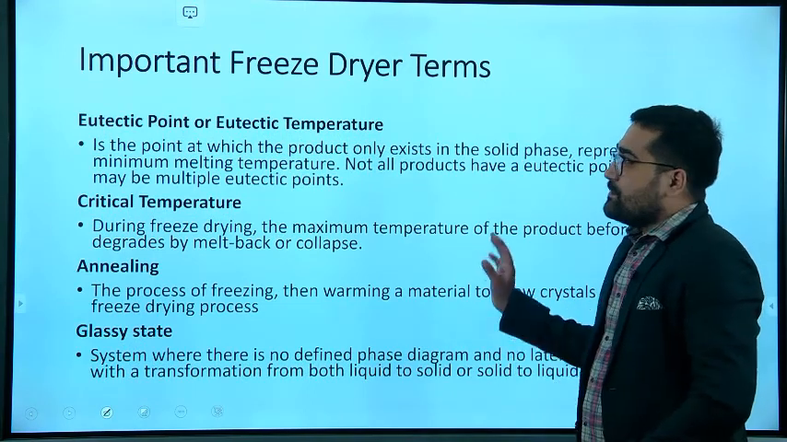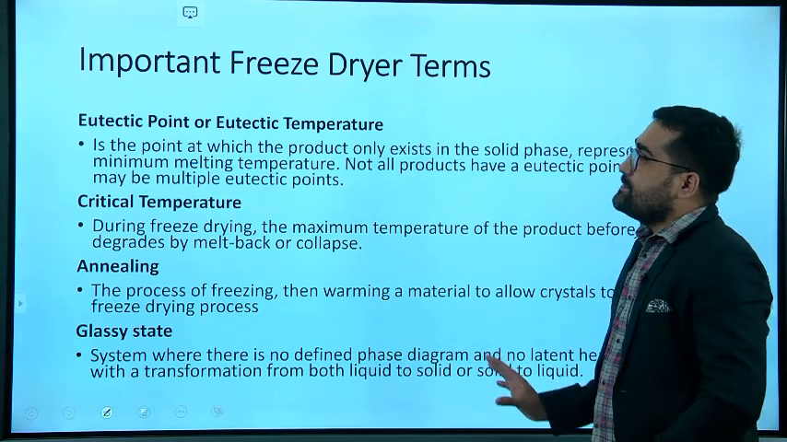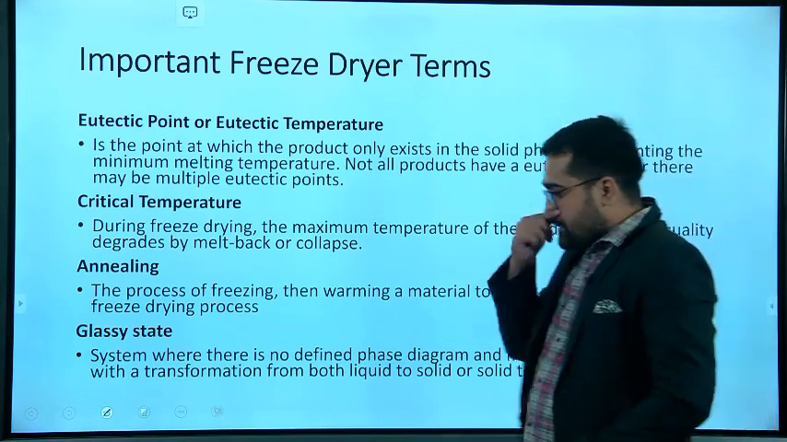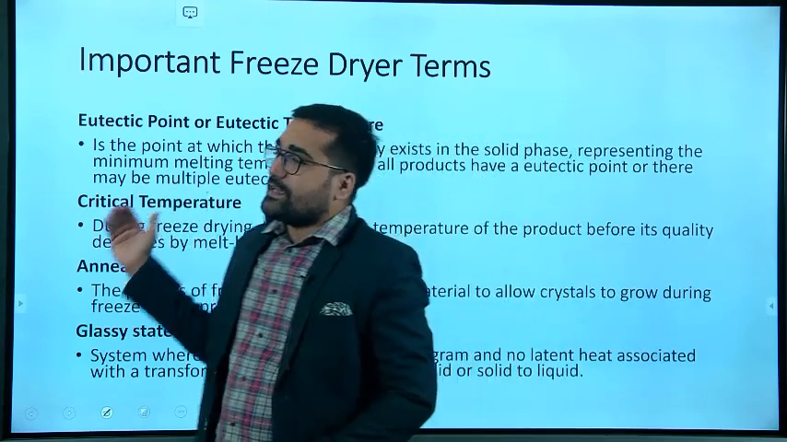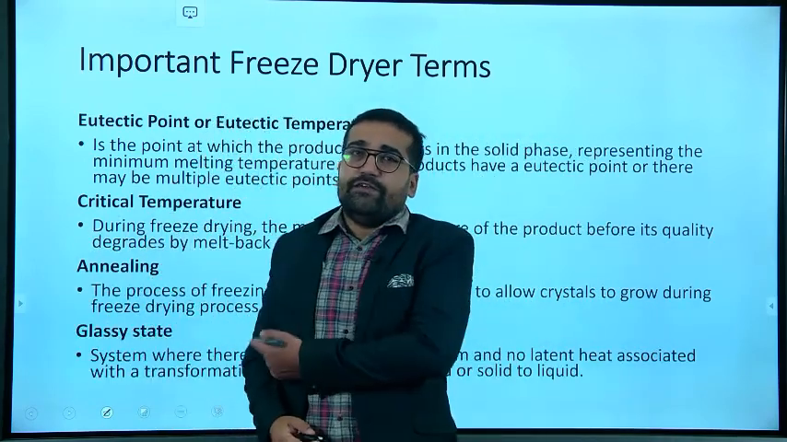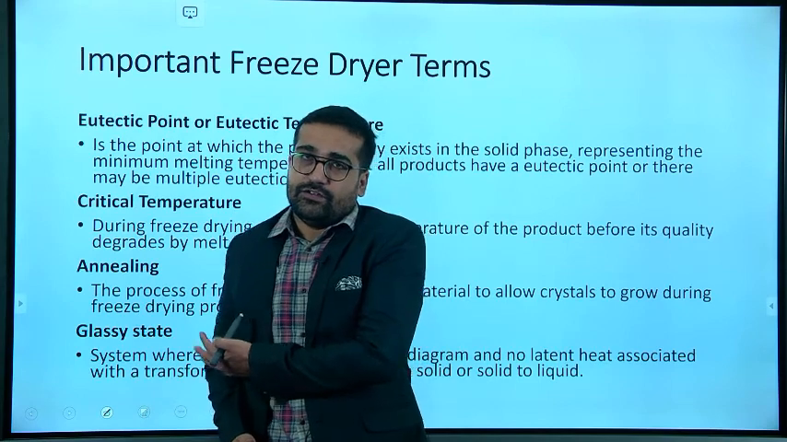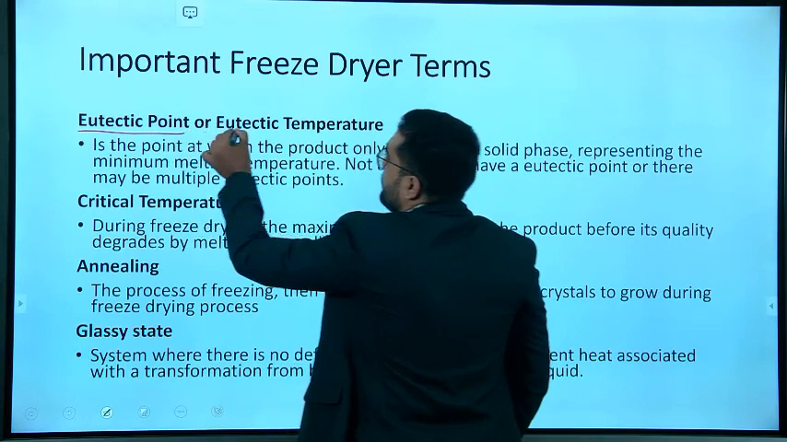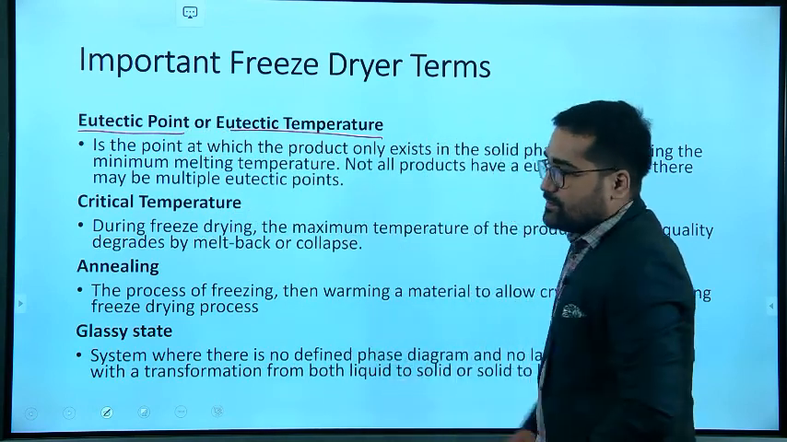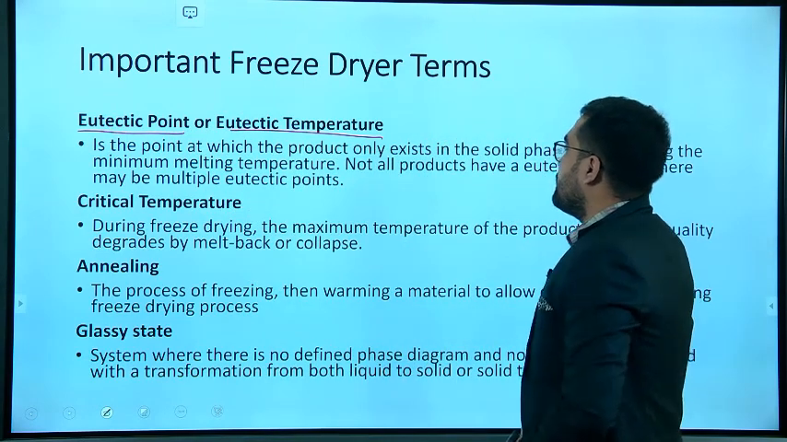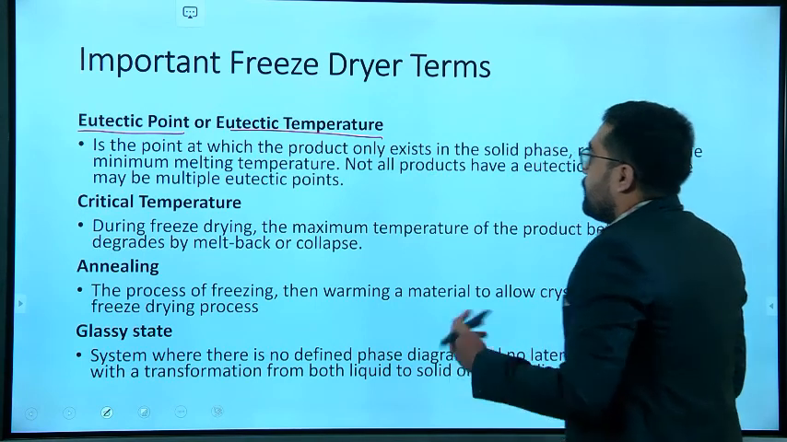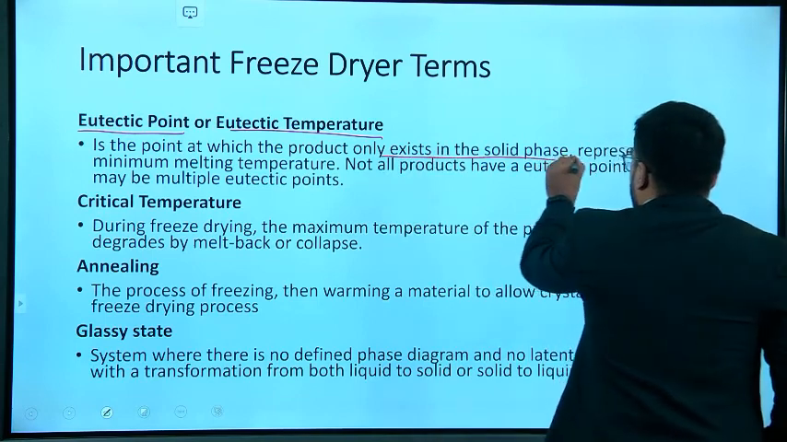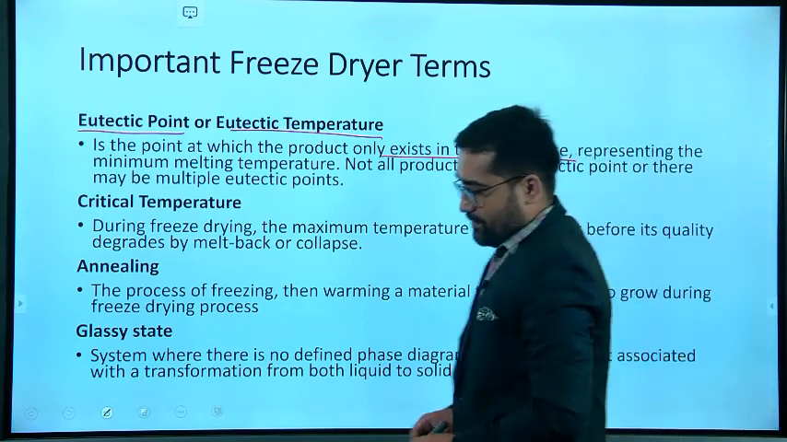There are some terms we will see about freeze dryers before designing, because these terms are needed in the designing of the freeze dryer. The first term is eutectic point or eutectic temperature. What do you mean by eutectic temperature? It is a point at which the product exists only in the solid state.